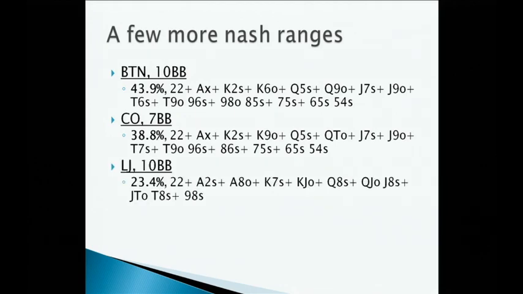Okay, lowjack, that's highjack minus 1, so that's 2 over from the cutoff. With 10 big blinds it's only 23.4%.